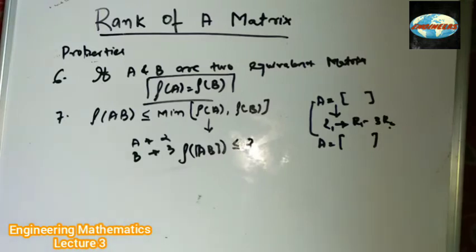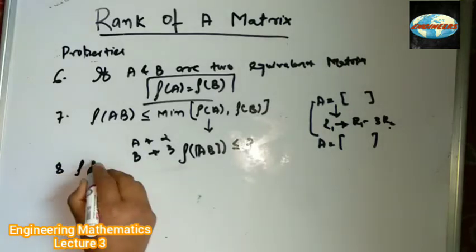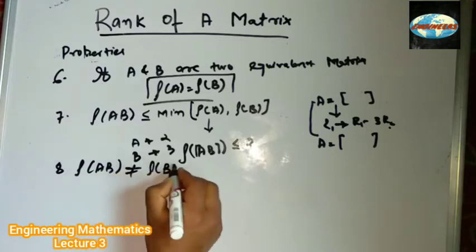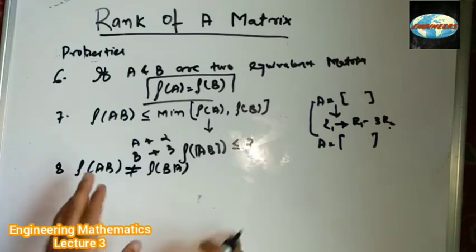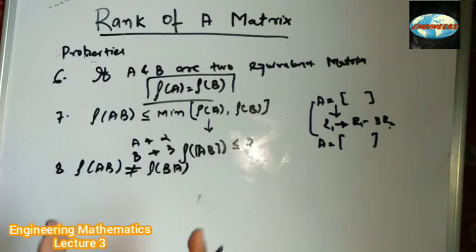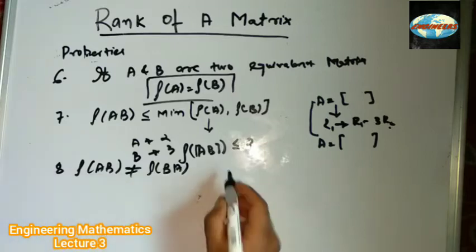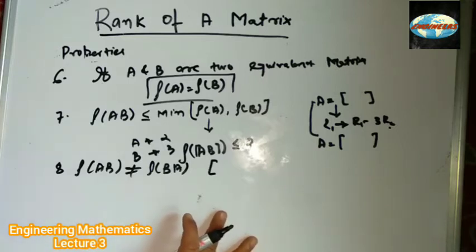One more property, the eighth one: rank of AB is not equal to rank of BA. If the multiplication is possible, that is defined, rank of AB will not be equal to rank of BA, but it may be, it is not always true. Sometimes the rank may be the same, but it is not always true.